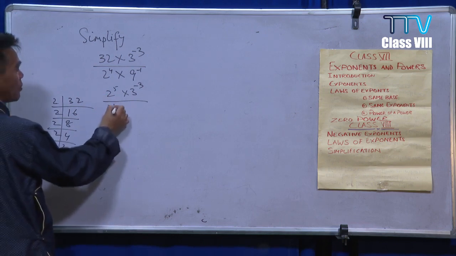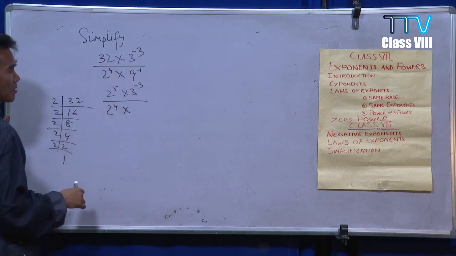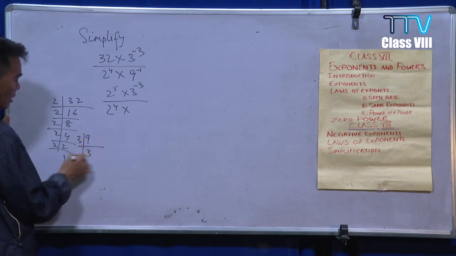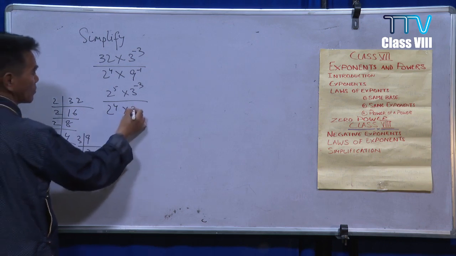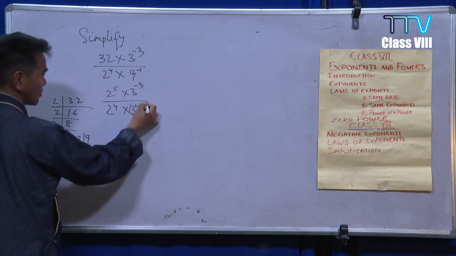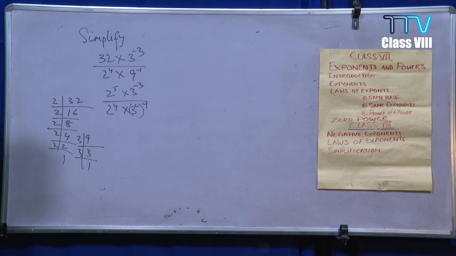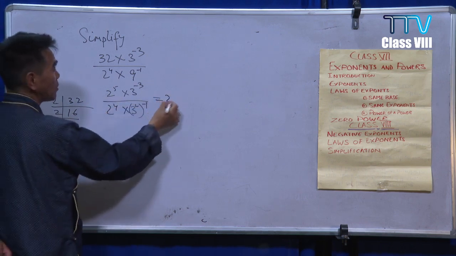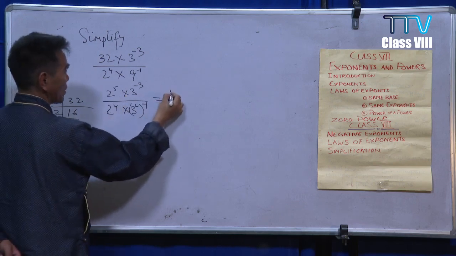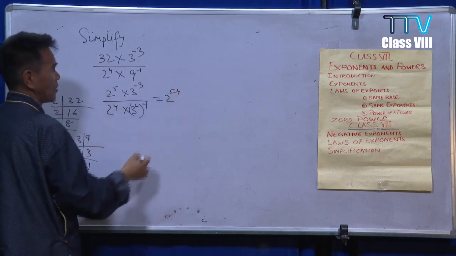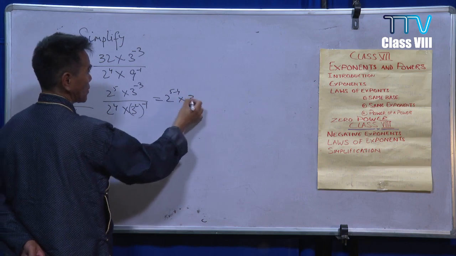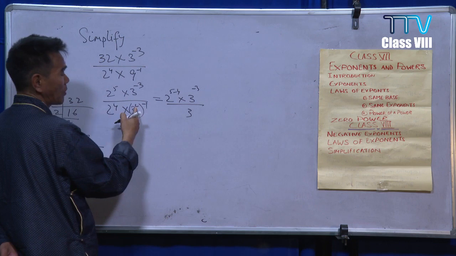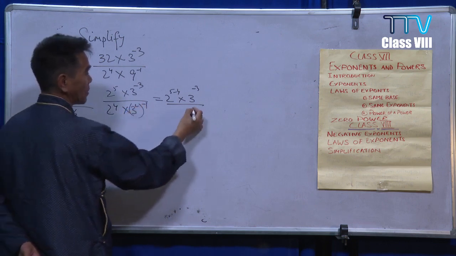2 raised to power 4 multiplied by 9. 9 is 3 times 3, so 3 raised to power 2, raised to power negative 1. In this case the basic rule: in division the powers get subtracted, and a power raised to a power, you multiply the powers. So negative 3 times negative 2.